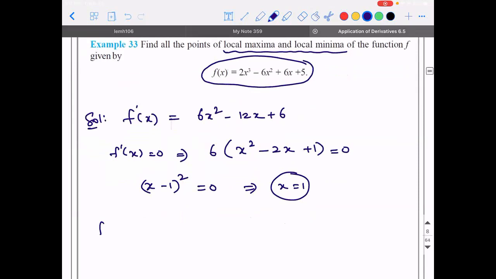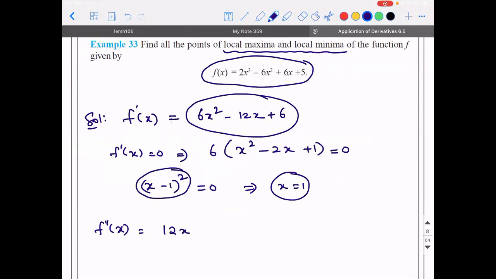Yes, sir. So f double dash of x is how much? See, one more common mistake that happens: with f double dash of x, people will start differentiating this value, that is, after equating everything to 0. Don't do that. You would have got something like this, no? You have to differentiate that one.